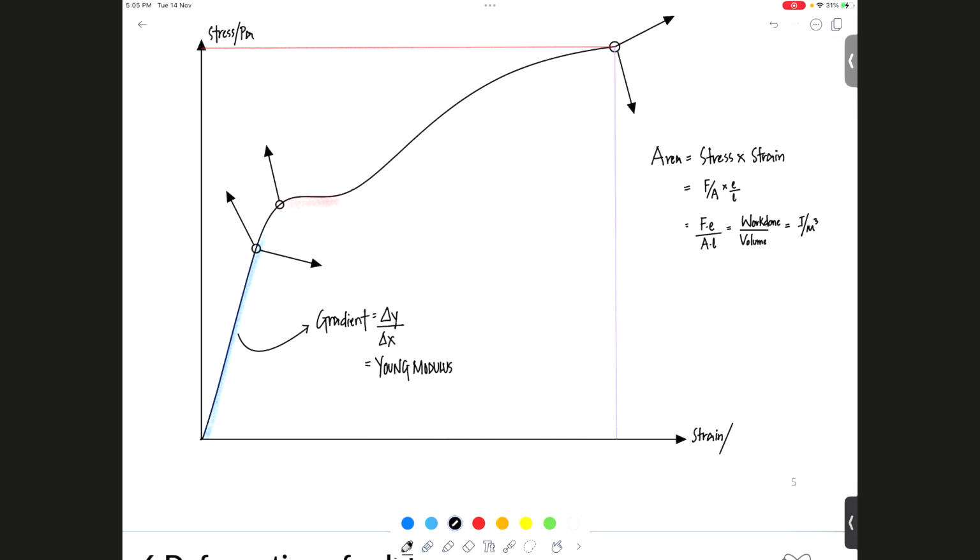Tough is it can bend a lot before it breaks. Brittle is it doesn't bend at all before it breaks. These are the definitions I'll be providing. Strong is it can take a lot of force before it breaks, and weak is it breaks very easily with a very small amount of force.